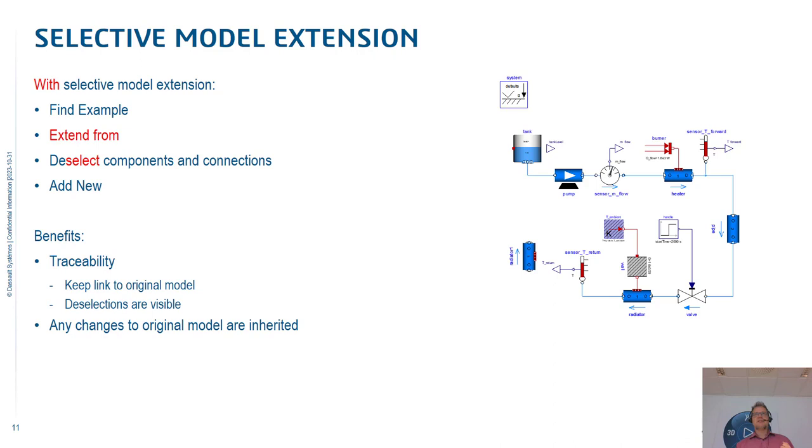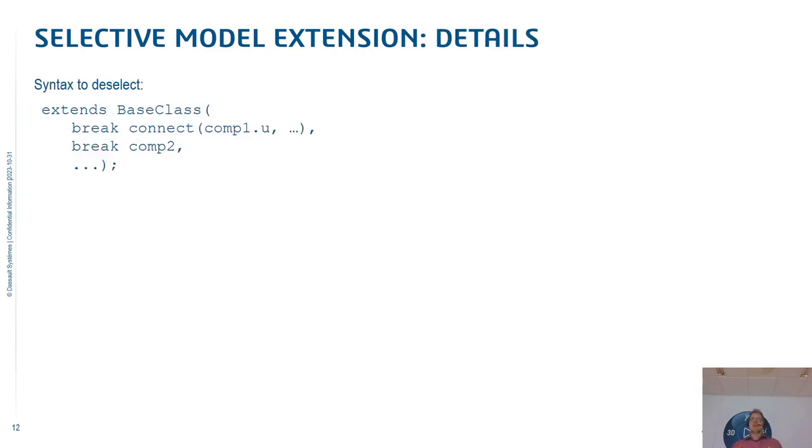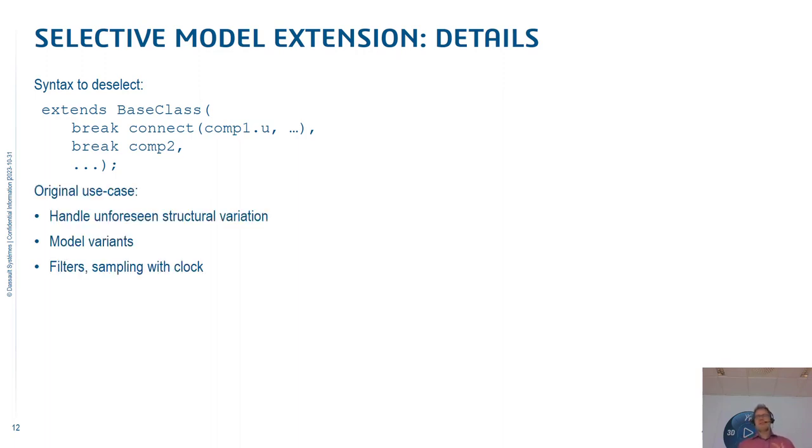So now let's see the details of this. Well, it's using the same keyword break as for undefined modification, and you just break a connect or break a component, and then it's removed. And the original use case for this was to handle unforeseen structural variation. So you hadn't intended to do this. If you had intended, you could have used replace or redeclare, but now if you didn't plan ahead, you can use select the model extension to handle it anyway.